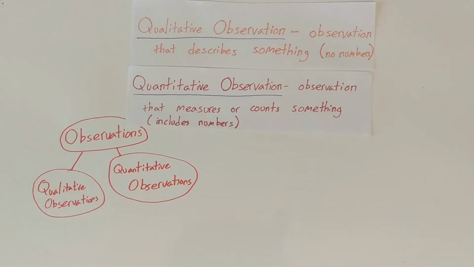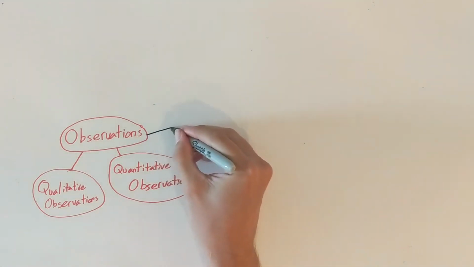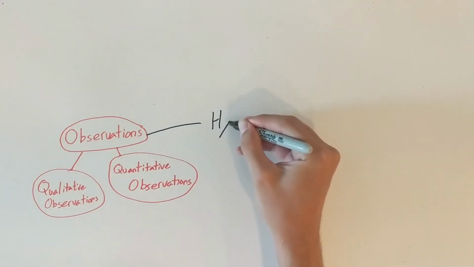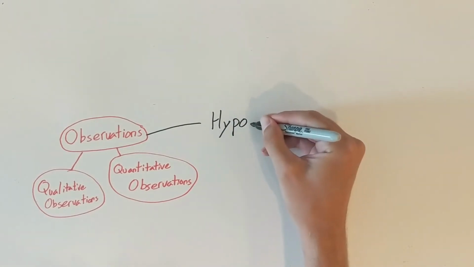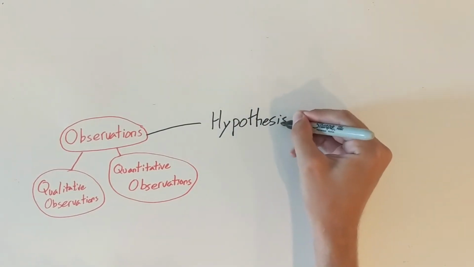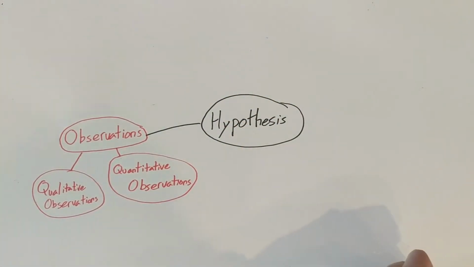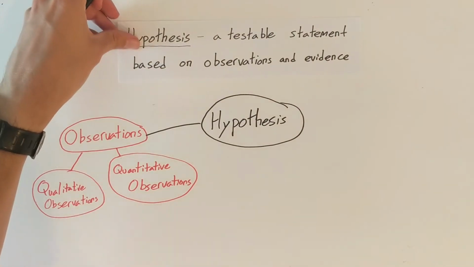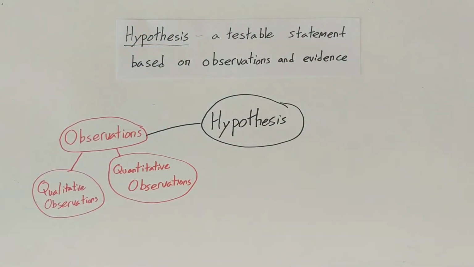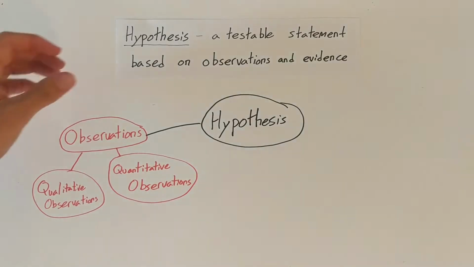So once you make your observations, the next step is you are going to start thinking about a hypothesis. What do you think will happen if you do something? So the definition of a hypothesis is a testable statement based on observations and evidence. So you've seen these things around you, and if you want to try something, what do you think will happen?